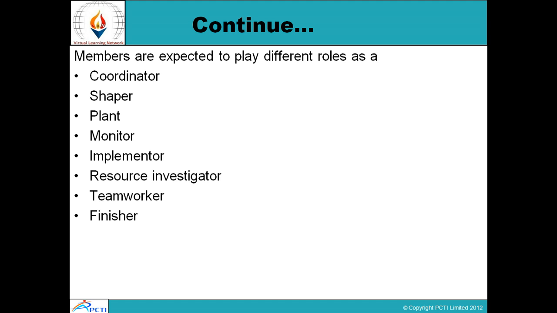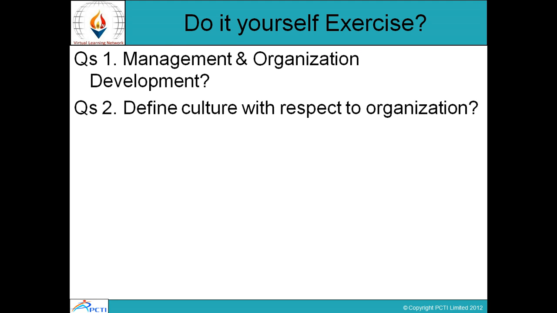So, before we end, there is a do it yourself exercise, and according to this exercise, you have to attempt 2 questions. The first question is about management and organization development, and the second is about defining culture with respect to the organization. For these 2 questions, you have to specify a minimum of 10 points. You can take different examples to make it clear.